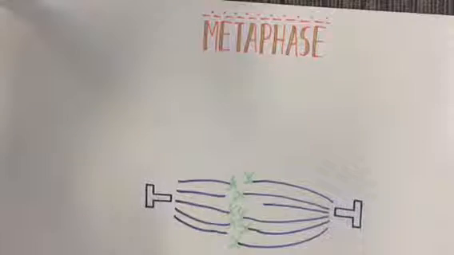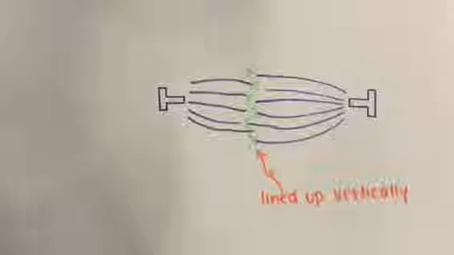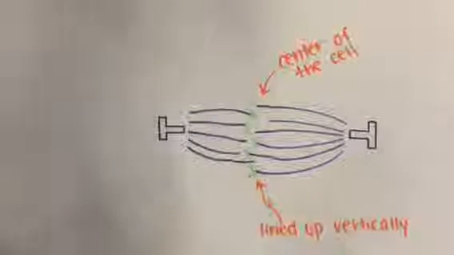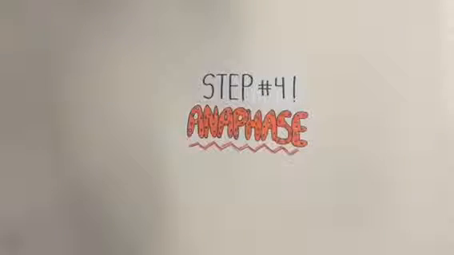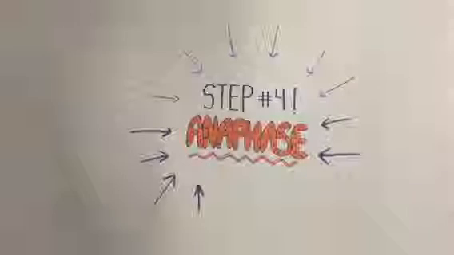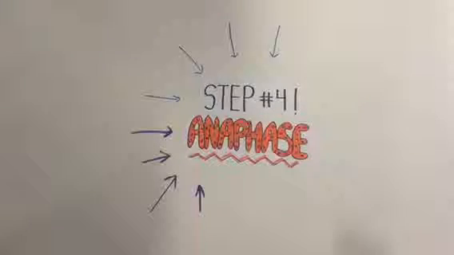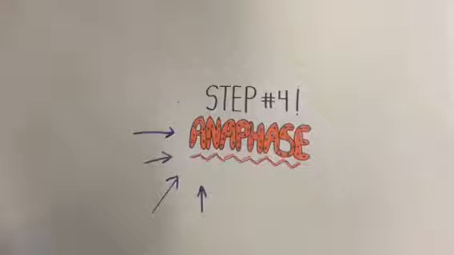Step 3 is metaphase. It is short and simple. The spindle fibers counteract by moving side to side, eventually lining up the chromatid pairs vertically in the center of the cell. The lining up makes the next step of mitosis very easy, this leading into the 4th step called anaphase. The prefix ana means up against or back.